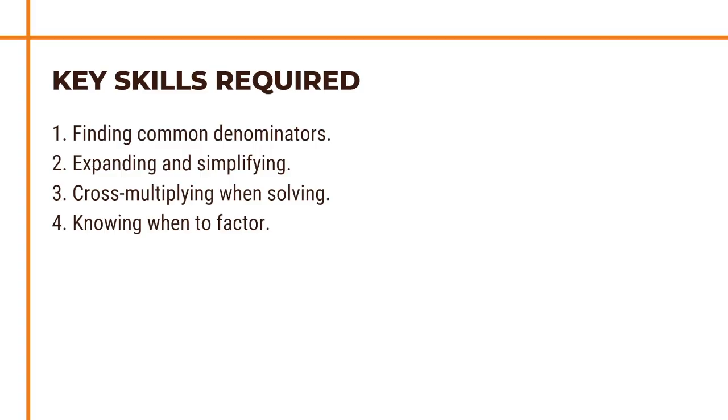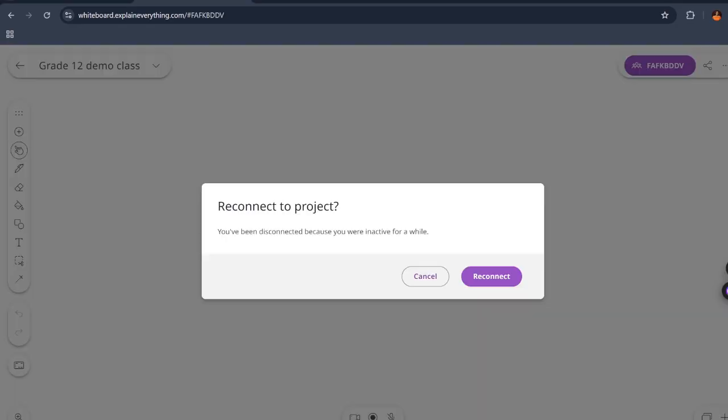Now, the second thing is that you must know how to expand and simplify, and then you must know how to cross multiply when solving. It is not every time you need to cross multiply. If you are solving an algebraic expression, then you don't need to cross multiply, and you must know when to factor. It's not all expressions that need you to factor, but when the expression requires that you factor, you must know how, you must know when to factor. Now, let's go to the board.